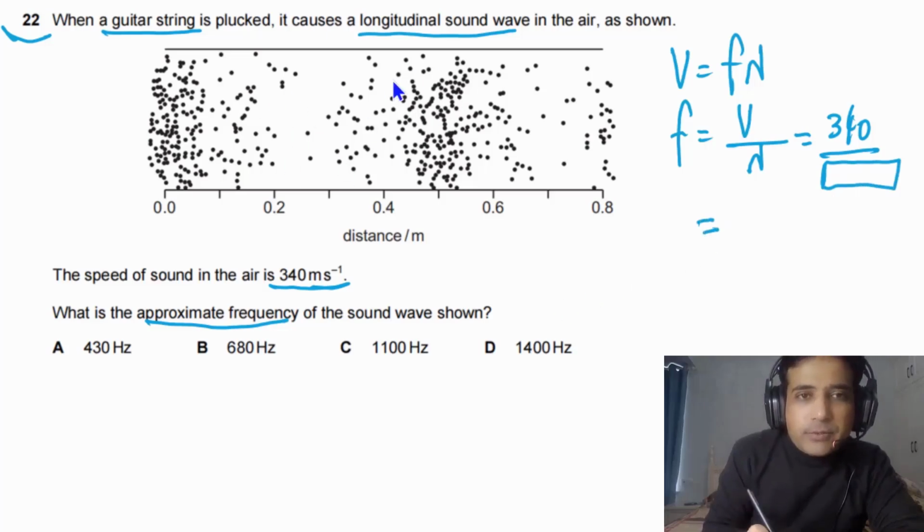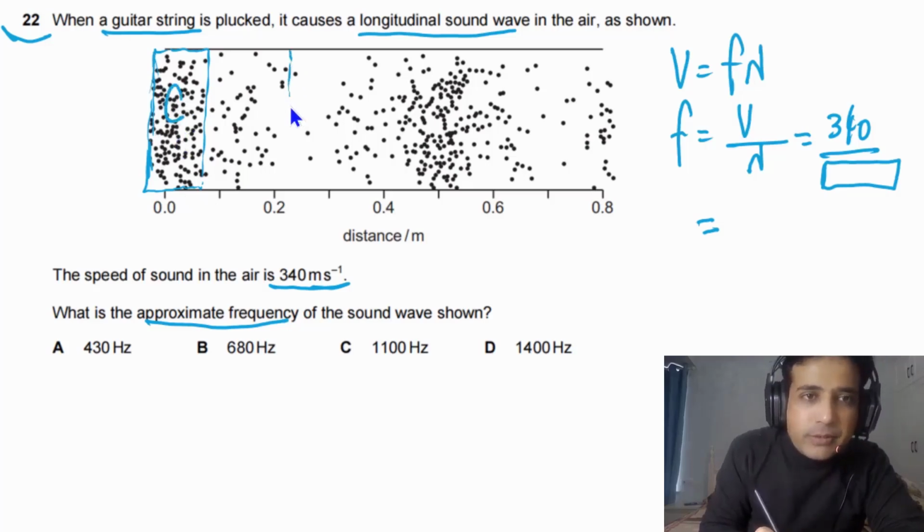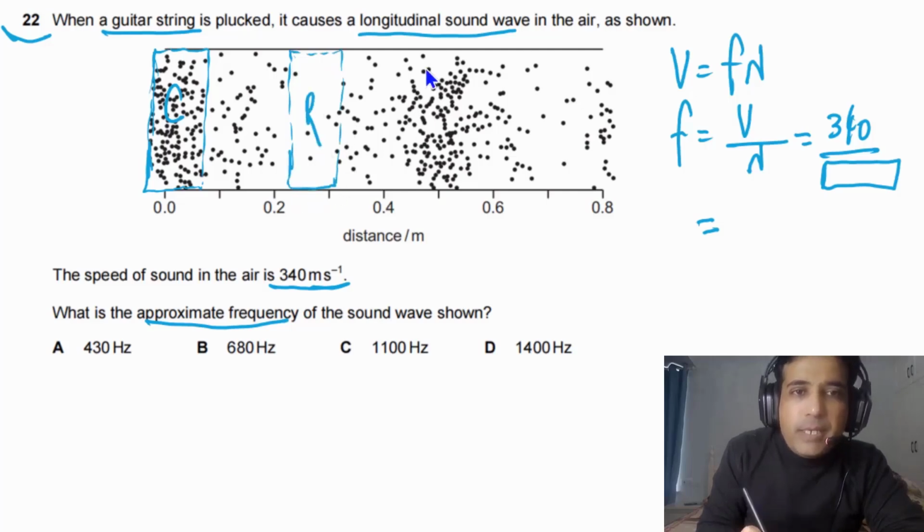If we look at these longitudinal sound waves in the air, in this region the particles are compressed, so we call this region a compression. In this region, you can see particles are away from each other, so this region is called a rarefaction. And again here, particles are compressed, so this is also a compression.